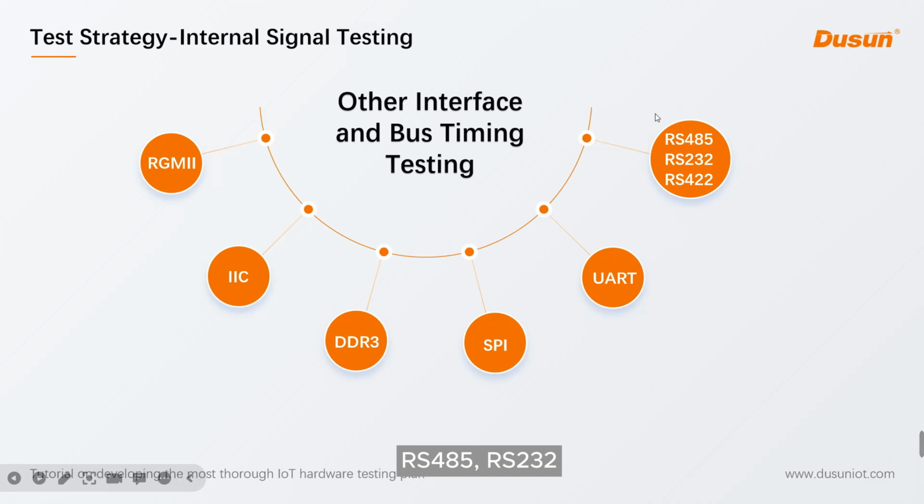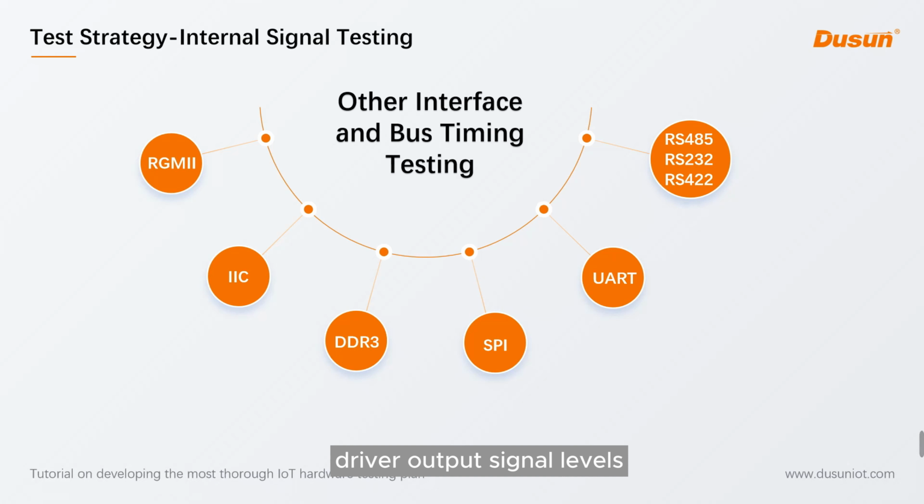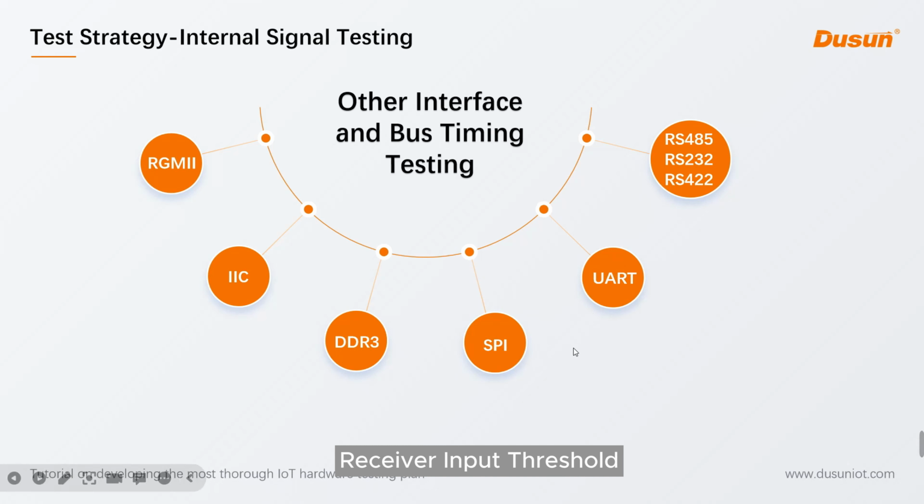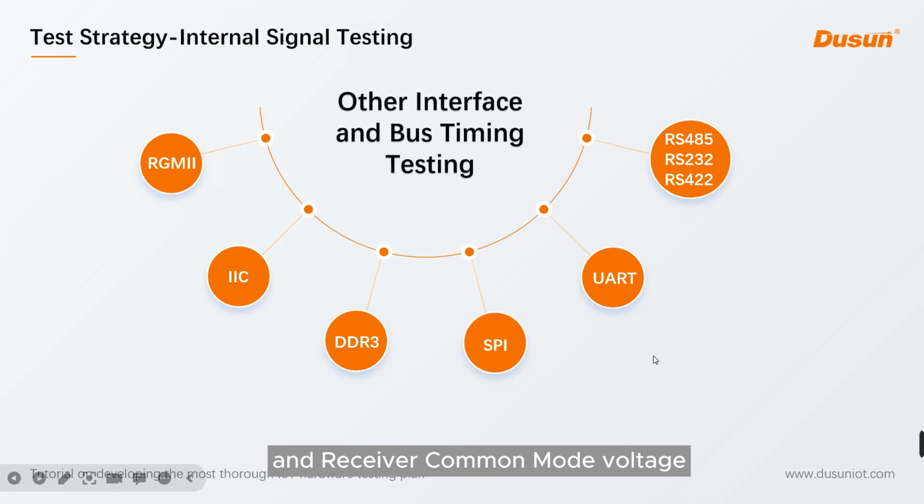RS485 and RS232. For RS232 and RS485, test waveforms at the transmitter and receiver. Common test items include transmission rate, driver output voltage, driver output signal levels at minimum load, driver output signal levels maximum unloaded, receiver input voltage range, receiver input threshold, receiver input resistance, driver common mode voltage, and receiver common mode voltage. UART performs system startup.